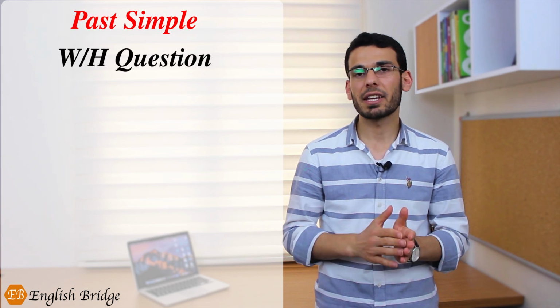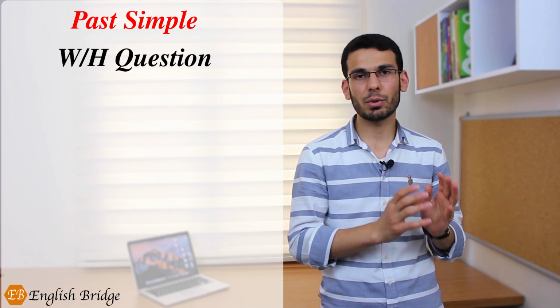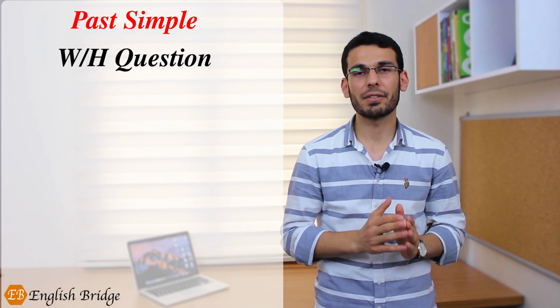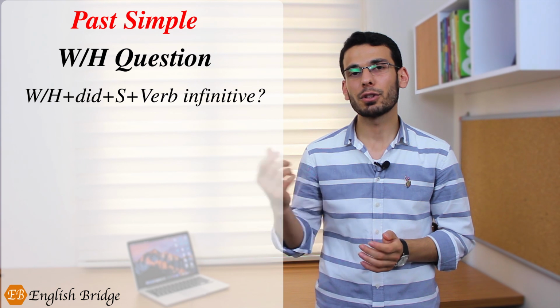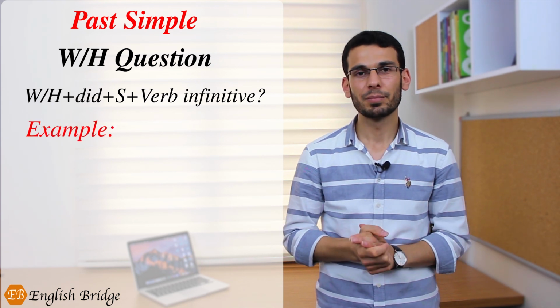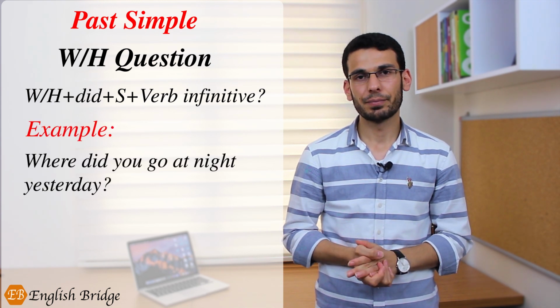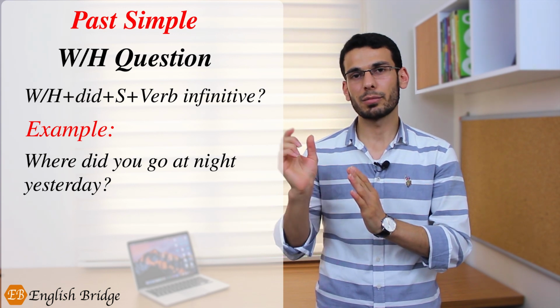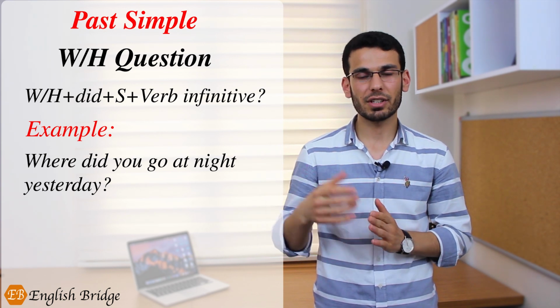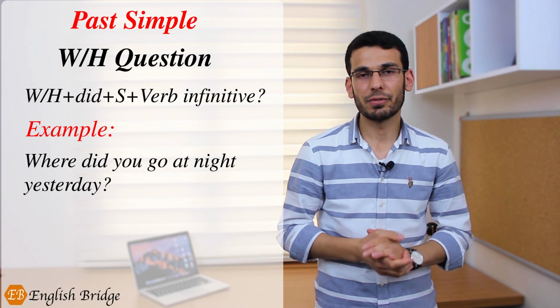WH question, same. We just add a WH to the beginning of the sentence. So we have WH, followed by did, followed by subject, followed by verb infinitive. Example, where did you go at night yesterday? So we have where, followed by did, you, which is the subject, and then go, which is verb infinitive.